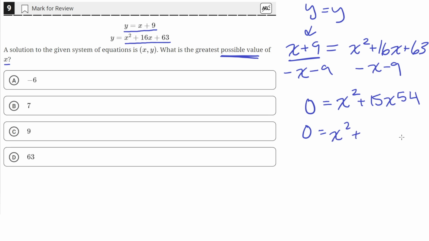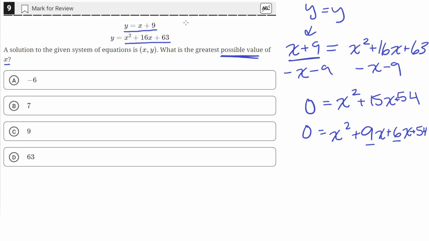So we know that 15x is equal to 9x plus 6x. And we also know that 9 times 6 is equal to 54. So that means that if we split apart the 15x into 9x plus 6x, we can factor by grouping, because there should be a plus sign here.